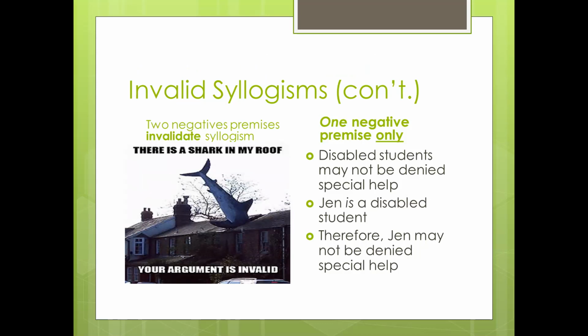And here's the correction. Disabled students may not be denied special help. Jen is then a disabled student, and she may not be denied special help. Otherwise, the argument would fall apart completely.